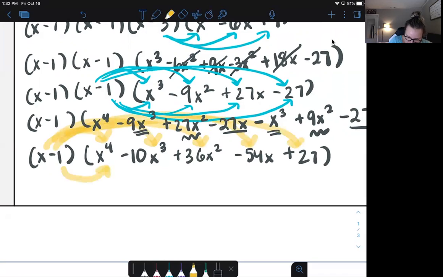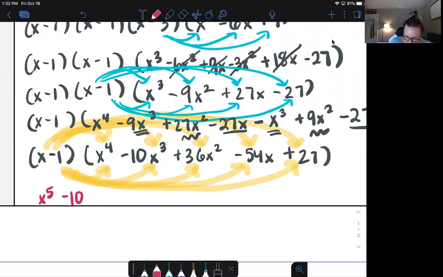And we're going to distribute the negative 1 as well. We're going to simplify by combining like terms, and then we'll finally be done with this problem. All right, so x times x to the 4th is x to the 5th. x times negative 10x cubed, negative 10x to the fourth, x times 36x squared, x times negative 54x, x times 27.